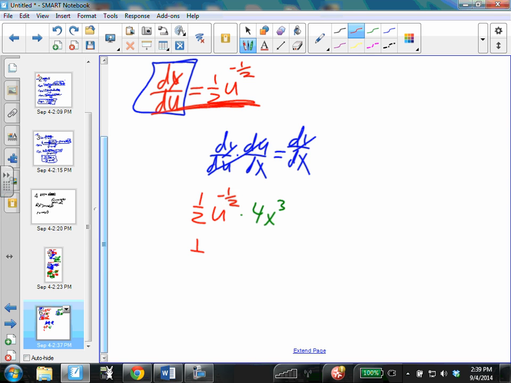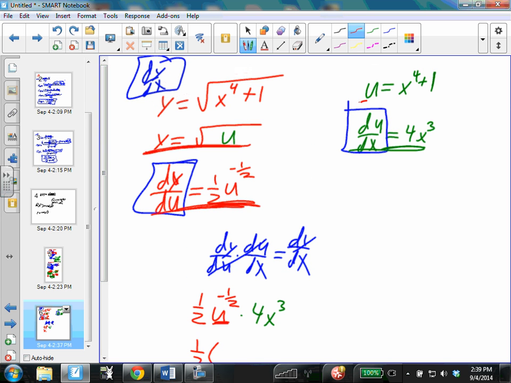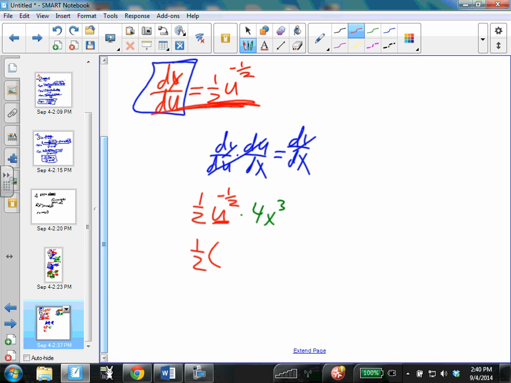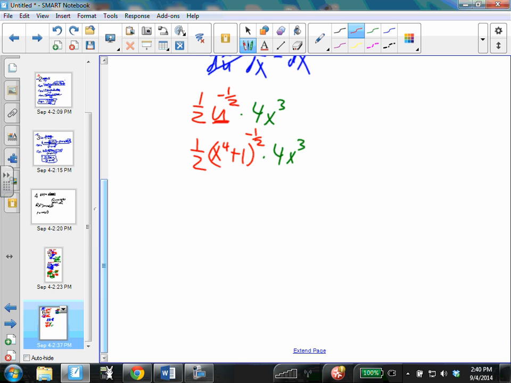That's exactly right. I don't want a u anymore, so what I'm going to do is trade it out. u is x to the fourth plus 1. So where it says u, I'm putting in x to the fourth plus 1, now to the negative 1/2 power, times my 4x cubed. And this can be simplified, okay?